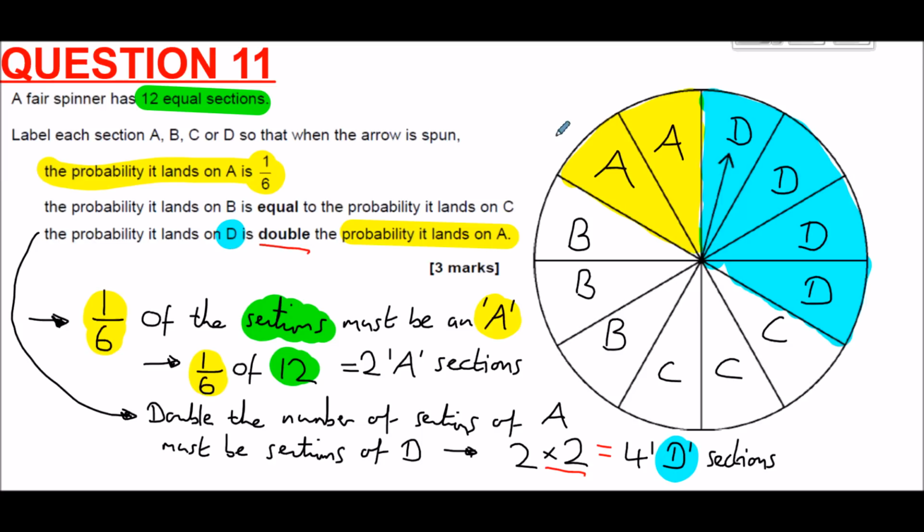So in any order, what you'd need to have on the spinner is 2 A's, 3 B's, 3 C's, and 4 D's, in any order or any combination. 2 plus 3 plus 3 plus 4 is a total of 12 different sections, as you'd expect. So that's question 11 done. 2 A's, 3 B's, 3 C's, and 4 D's.